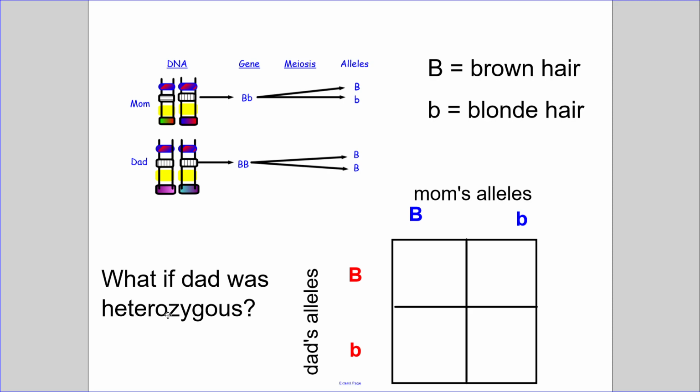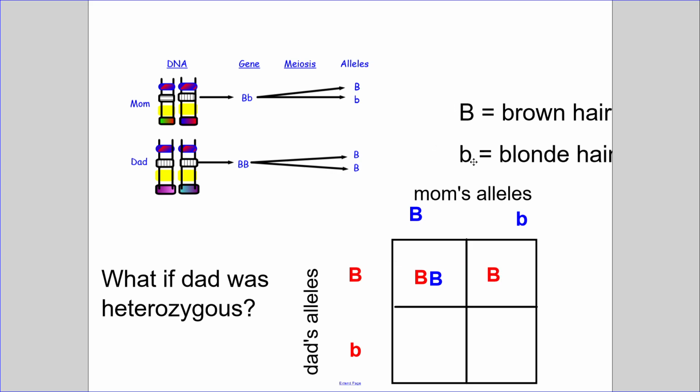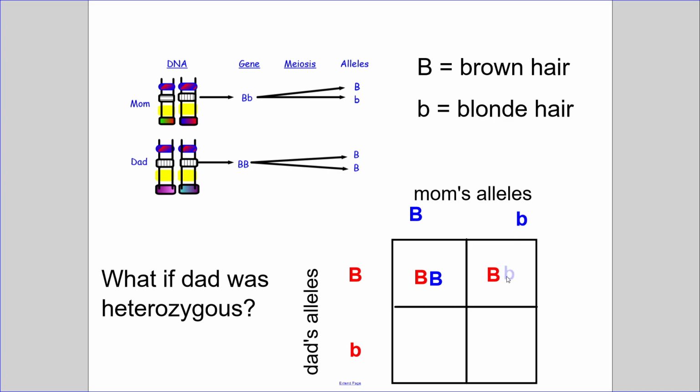What if dad was heterozygous? So instead of being big B, let's say that he was big B, little b, which is heterozygous. So in this combination, we have a homozygous dominant. That's going to be definitely brown hair. We have a heterozygous allele combination. That's brown hair as well. Down here we have big B, little b. Again, that's heterozygous, and the dominant capital B is going to win out, so it's brown hair.